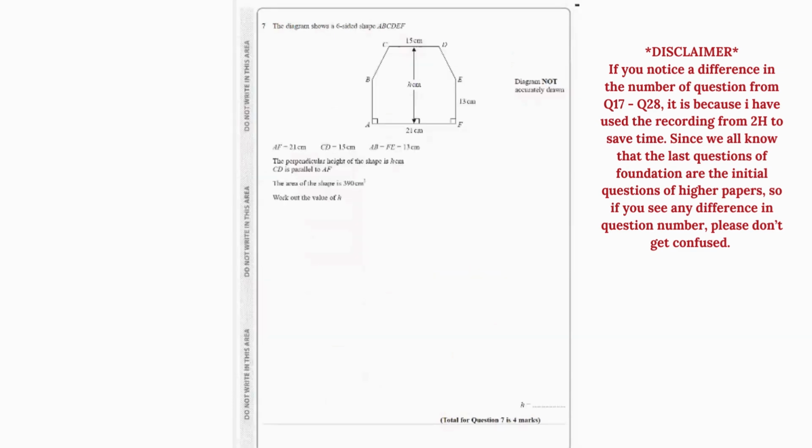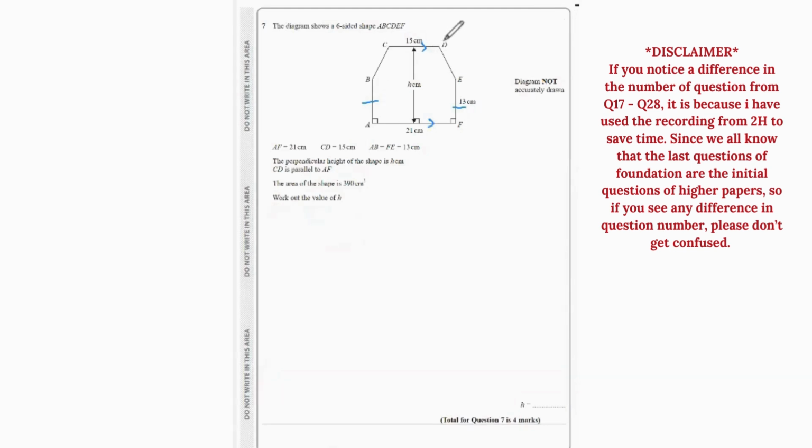Question 7 says the diagram shows a six-sided shape A, B, C, D, E, F. AF is given as 21 centimeters, CD is 15 centimeters, AB equals EF. So let's highlight that. This equals this, which is 13 centimeters. The perpendicular height of the shape is given as h centimeters. CD is parallel to AF, so this is parallel to this. The area of the shape is given as 390 centimeters square. Work out the value of h.